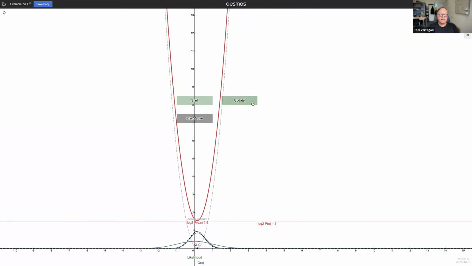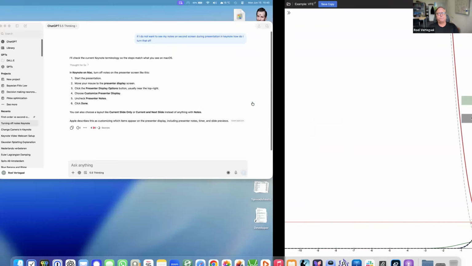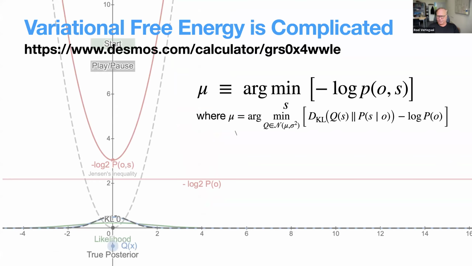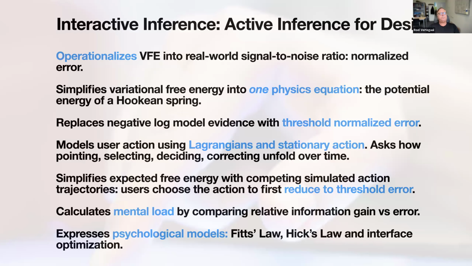And we can simplify this whole process by talking about optimization towards a negative log likelihood, and that is one of the big simplifications of this model. All right, so complicated. We want to make things simpler. First of all, operationalize variational free energy into real-world signal-to-noise ratios. And we do that through a thing called normalized error.